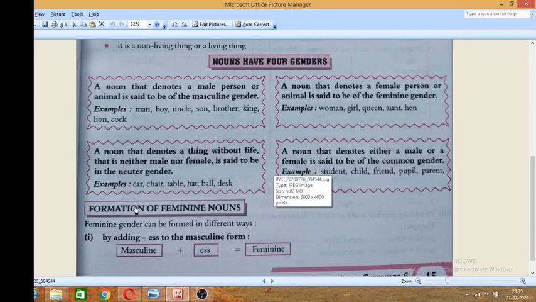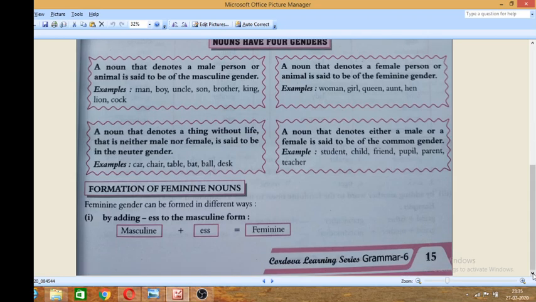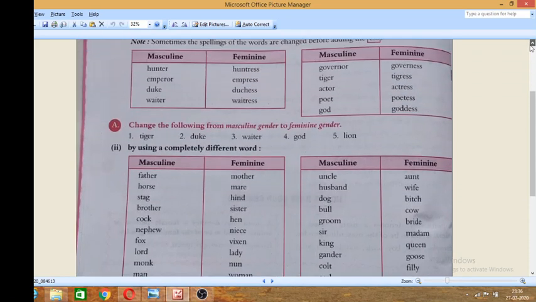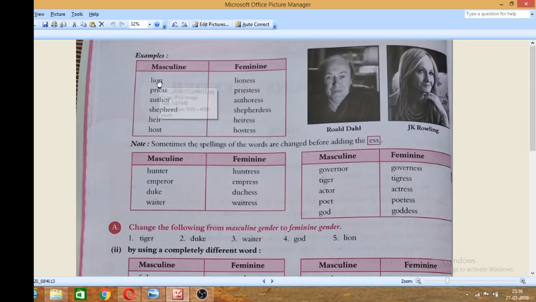Now we have to understand the formation of feminine nouns. How can we form feminine nouns from masculine? First, we can add ESS to the masculine form. Masculine plus ESS makes the feminine. If we come to the next page, it will be clear. Just have a look. Lion, lioness. We have just added ESS. Priest, priestess. So that is the rule.